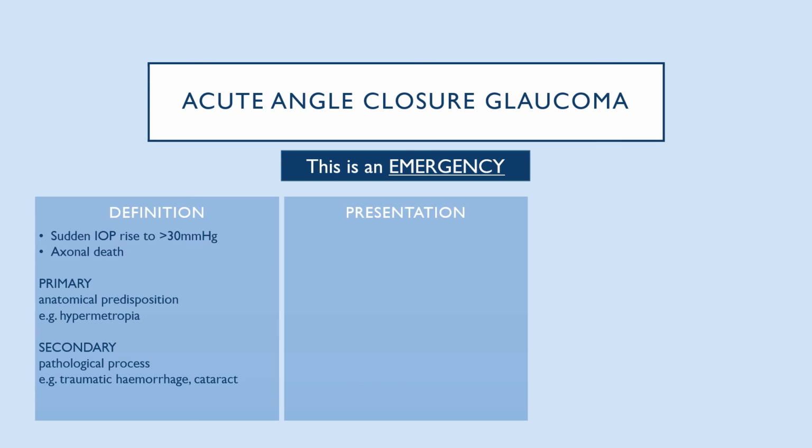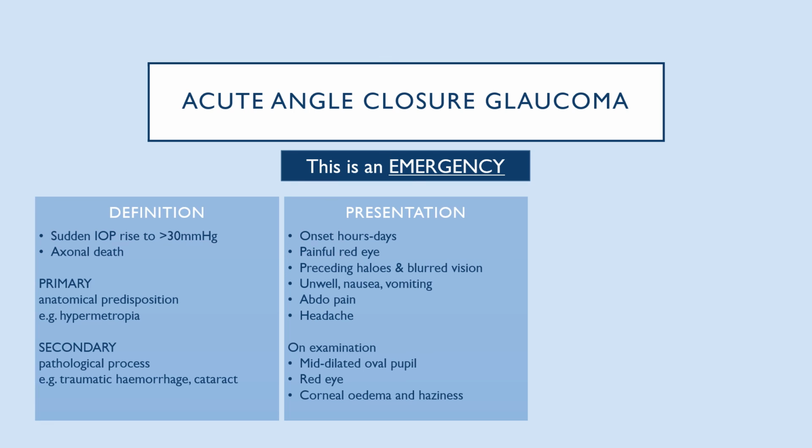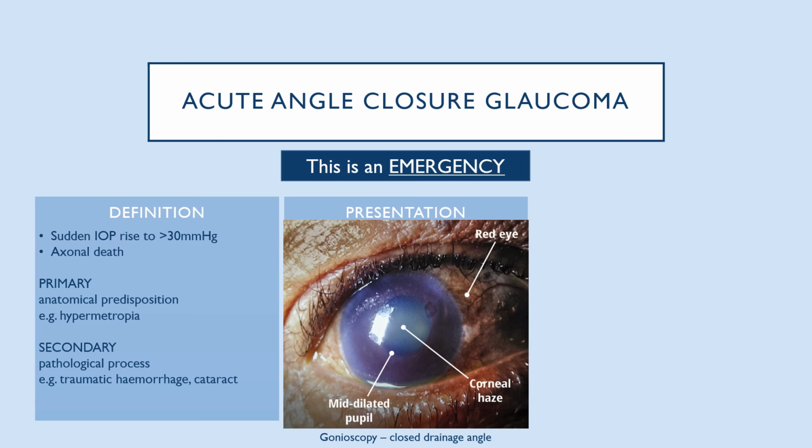So how do they present? Onset is usually hours to days, and the patient will have a painful red eye. They'll describe preceding halos around the lights and blurring of their vision, and they'll become systemically unwell, so they'll have nausea, vomiting, abdominal pain and headaches. On examination, if I show you this picture, they will have red eye, corneal haze, and you'll also see a mid-dilated pupil.